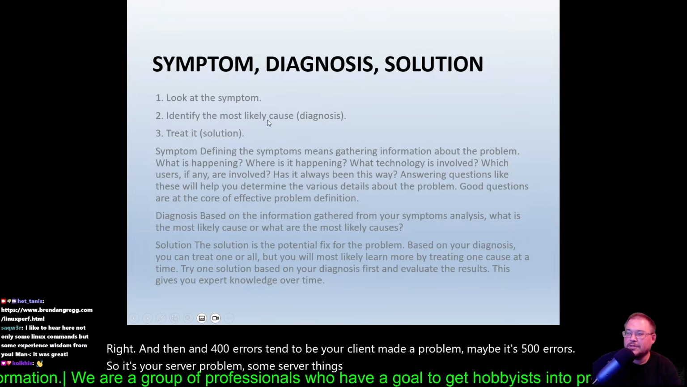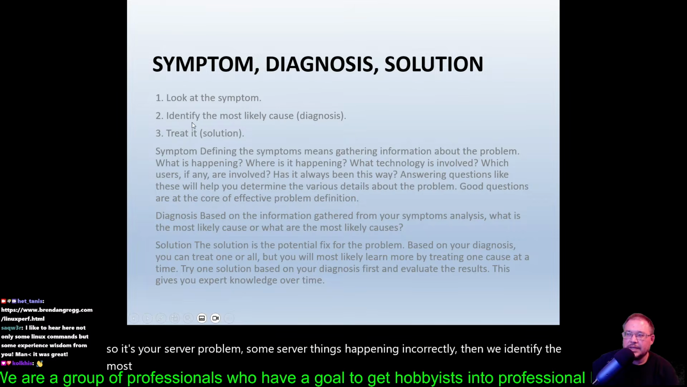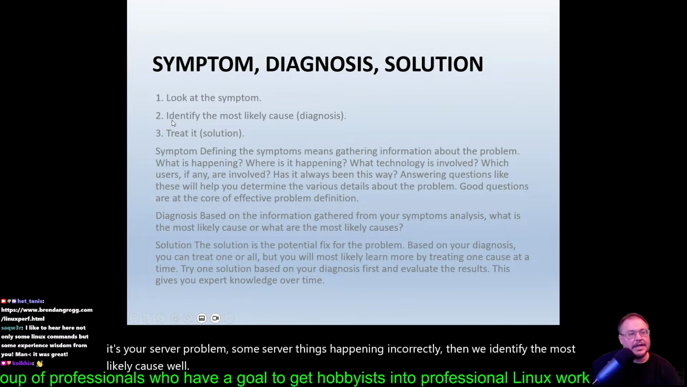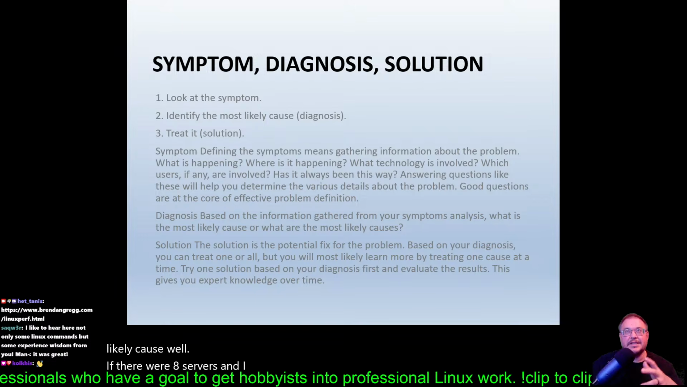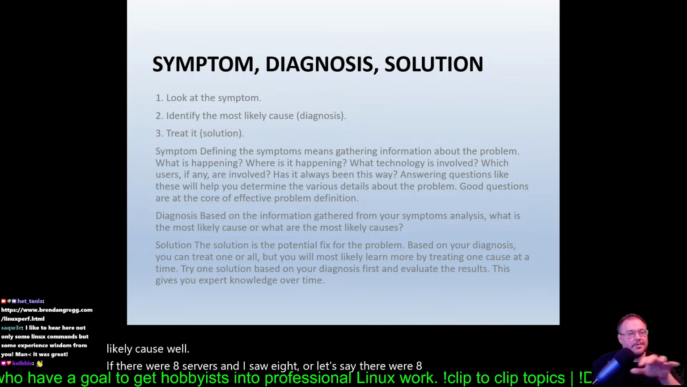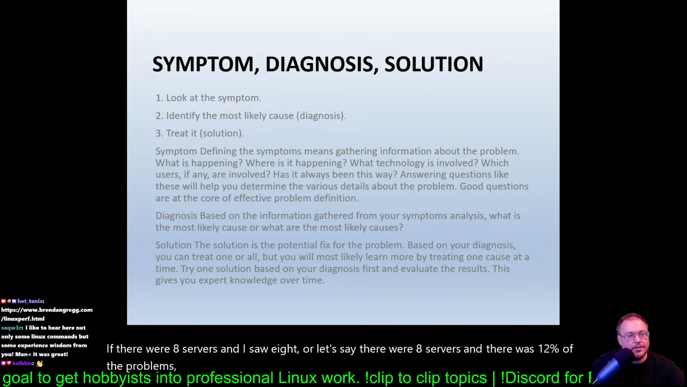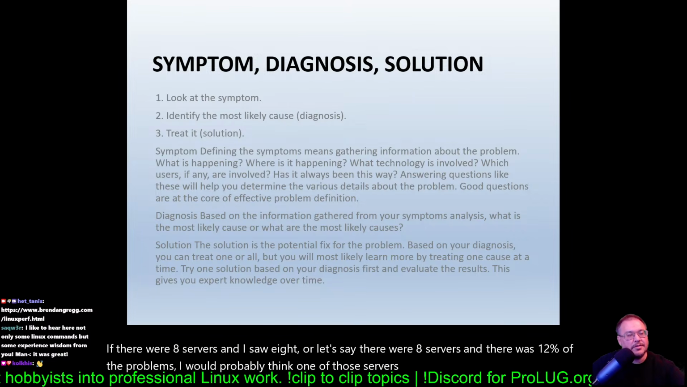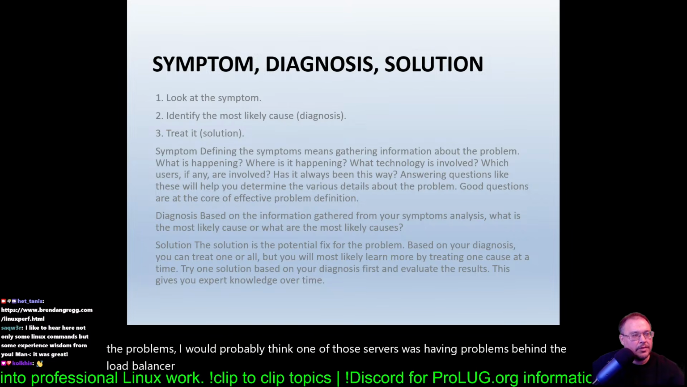Then we identify the most likely cause. Well, let's say there were 8 servers and there was 12% of the problems. I would probably think one of those servers was having problems behind a load balancer, or load balancers are what are commonly called reverse proxies.